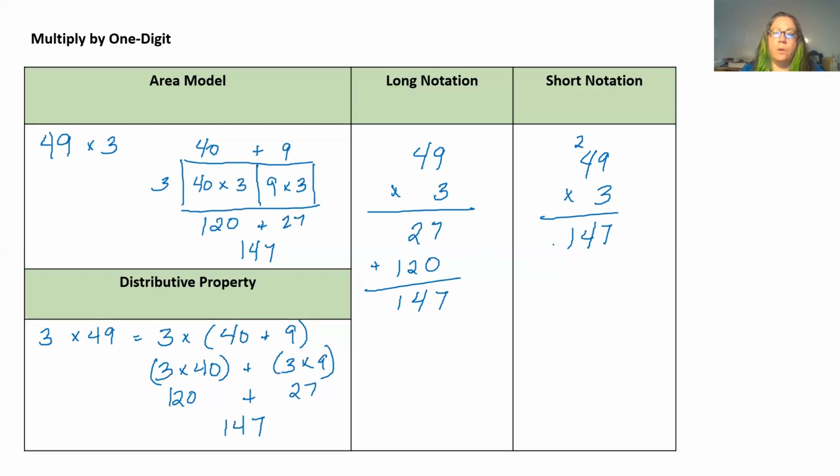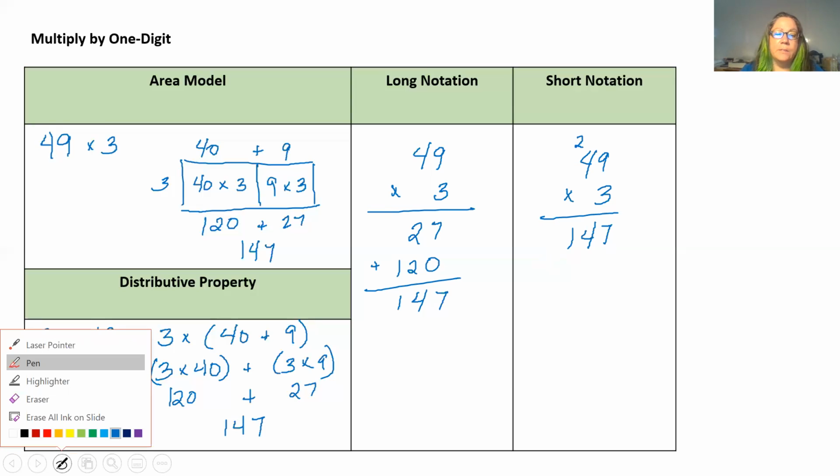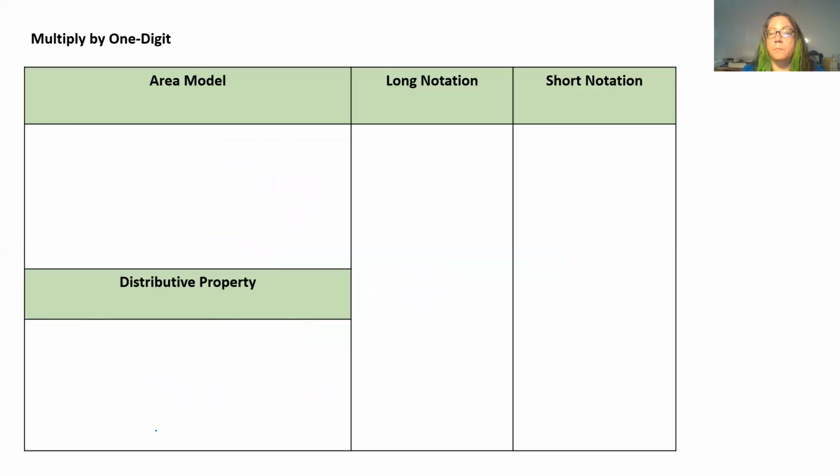So as long as you know the form that you're working with, you're always going to get the right answer. Once you have really mastered a form, move on and try another form. Don't just stay stuck with one form, because you never know when you're going to need to change it up, and you never know when they're going to ask you to do something really specific.